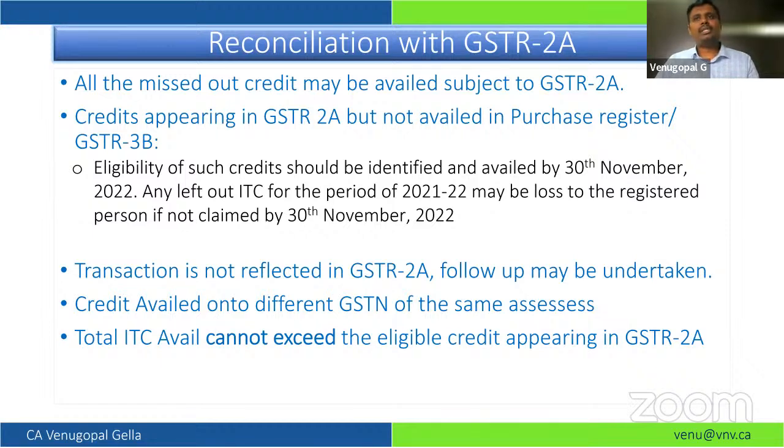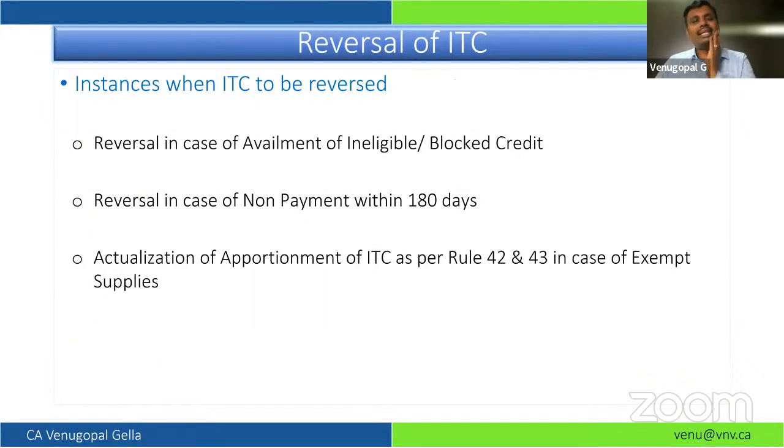So any missed out credit, you have to avail it by 30th November. And any credit that doesn't belong to you, you should reverse. It could be ineligible credit, or you have not paid the vendor, or it is partly used for taxable and exempt supplies.